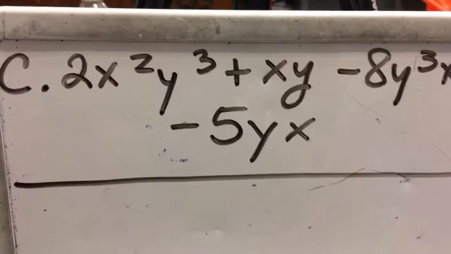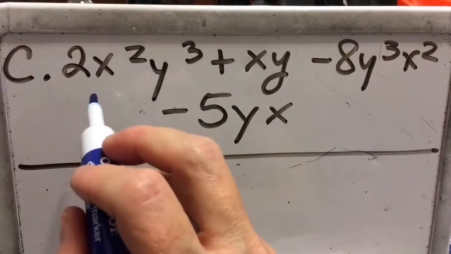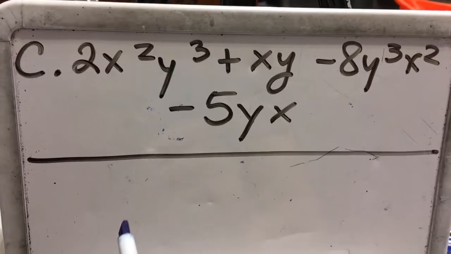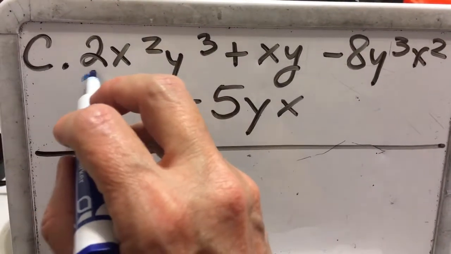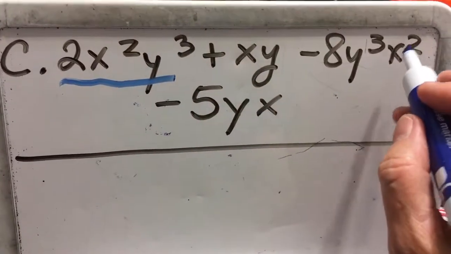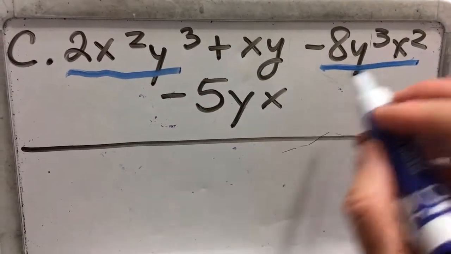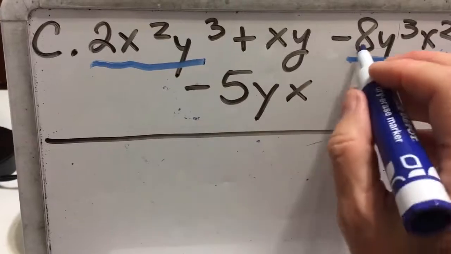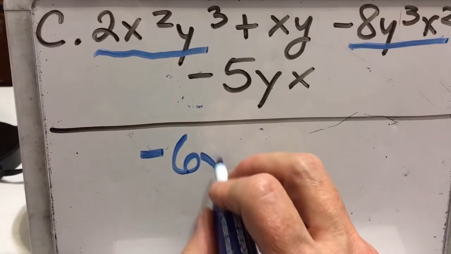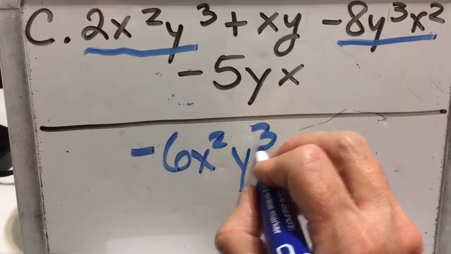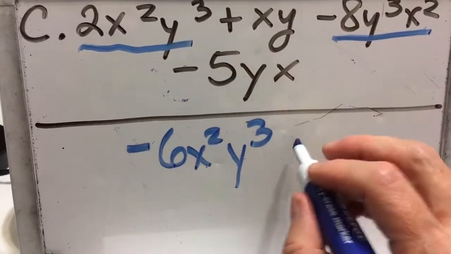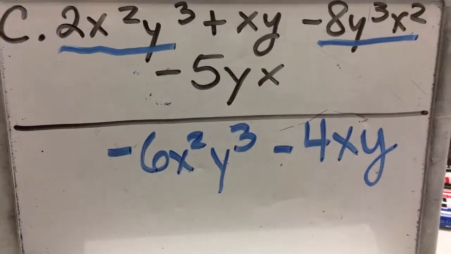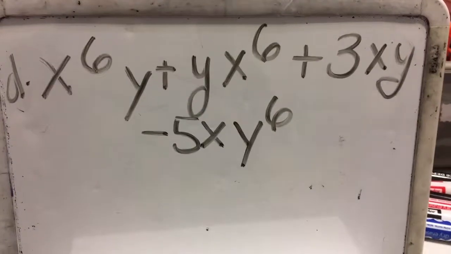So let's look at the next one. Here is practice C. And now we have different terms. We have 4 different terms joined by addition and subtraction. So we're going to find out which ones are like terms. X squared y cubed, x squared y cubed. So those 2 match, and then these 2 are going to match. So we have like terms, so 2 minus 8, negative 6x squared y cubed. And then we've got an xy minus a 5xy is negative 4xy.